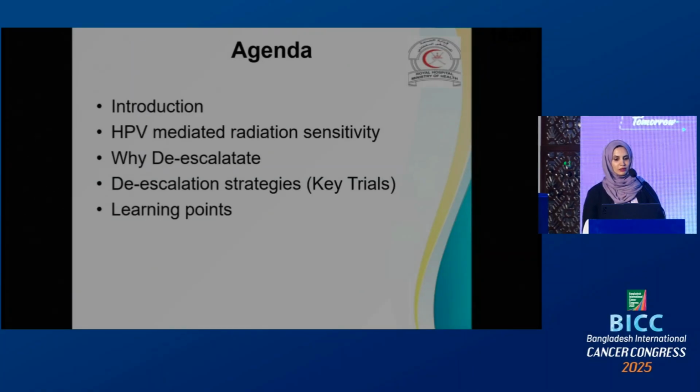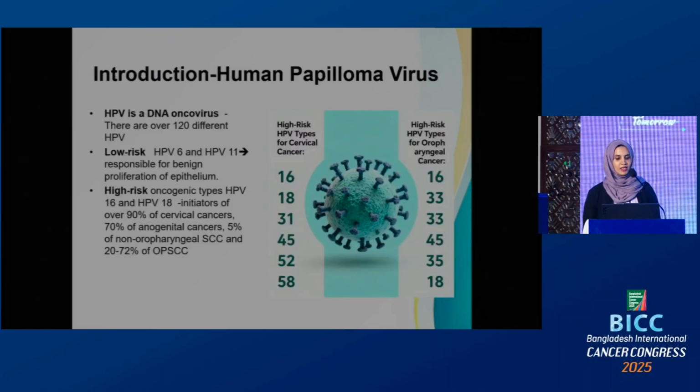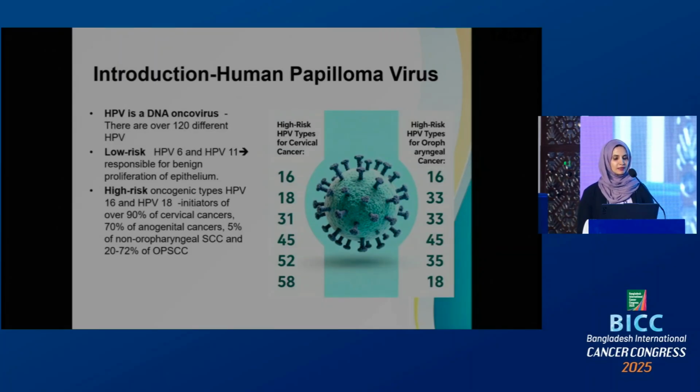So this is the agenda. Go through an introduction about HPV and the mediated radiation sensitivity, why de-escalation and strategies, and some learning points. As you know, HPV is mainly a DNA oncovirus, and there are about 120 different types. Low-risk types like 6 and 11 cause benign proliferation of the epithelium, and high-risk oncogenic types like 16 and 18 mainly cause cervical, vaginal or anogenital cancers.